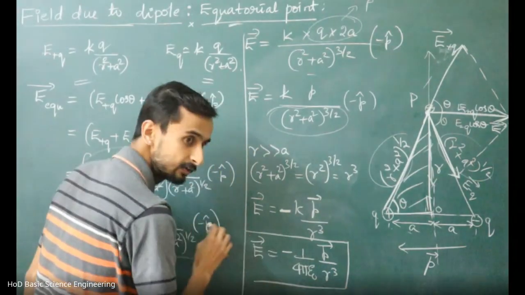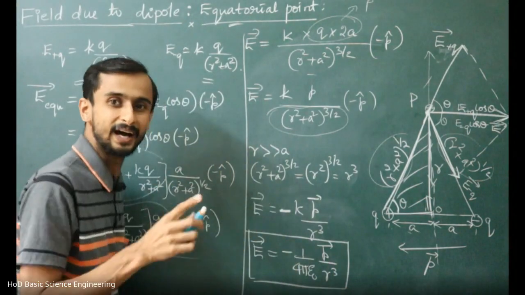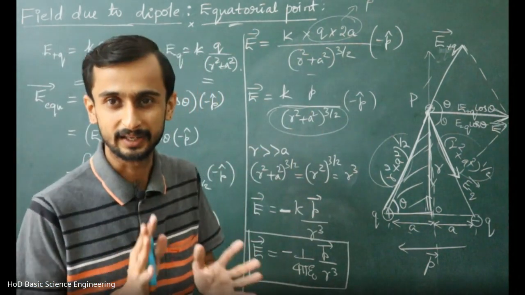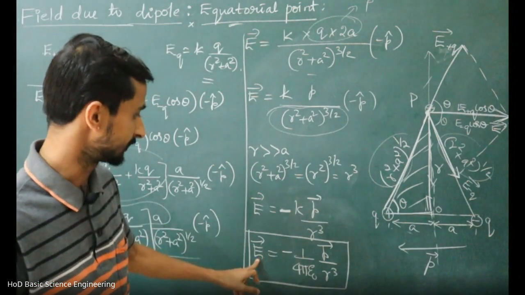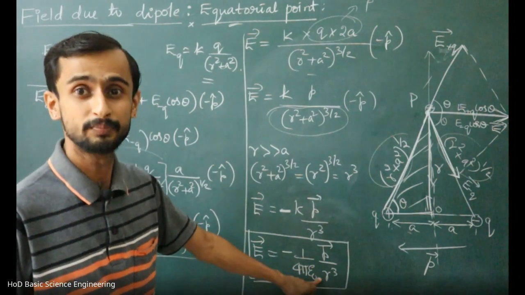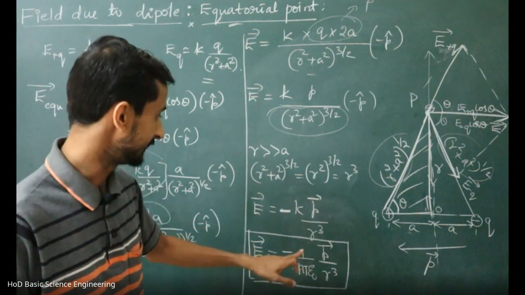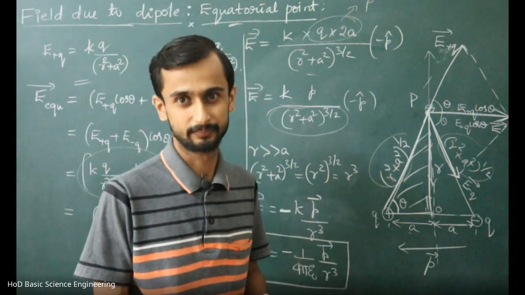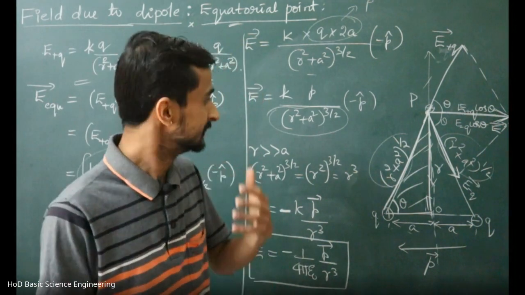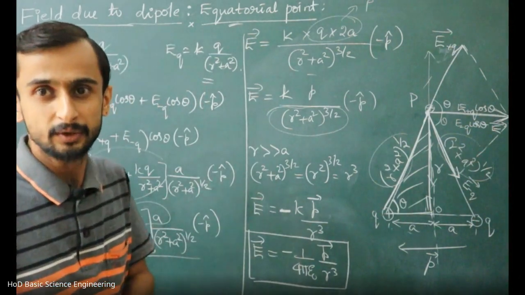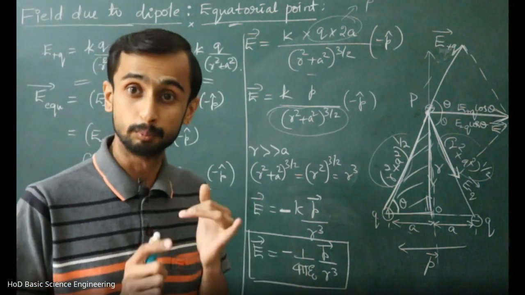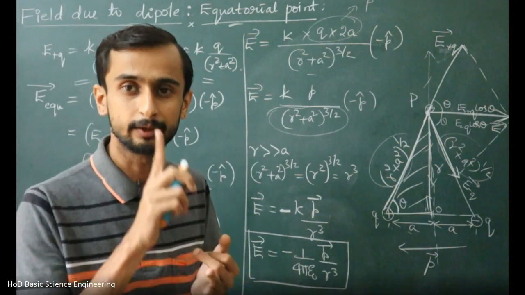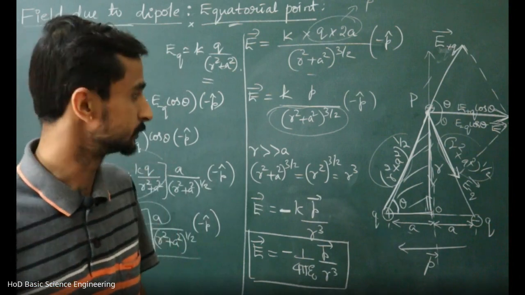So this is the final expression for the electric field at an equatorial point due to an electric dipole. That means the electric field is inversely proportional to R cube, distance cube, and it acts in a direction opposite to the direction of the dipole moment. Hope it is clear. Just go through this. It is very important. Usually it is asked for 5 marks, both questions: field at axial point and equatorial point. Hope it is clear. Just go through that.